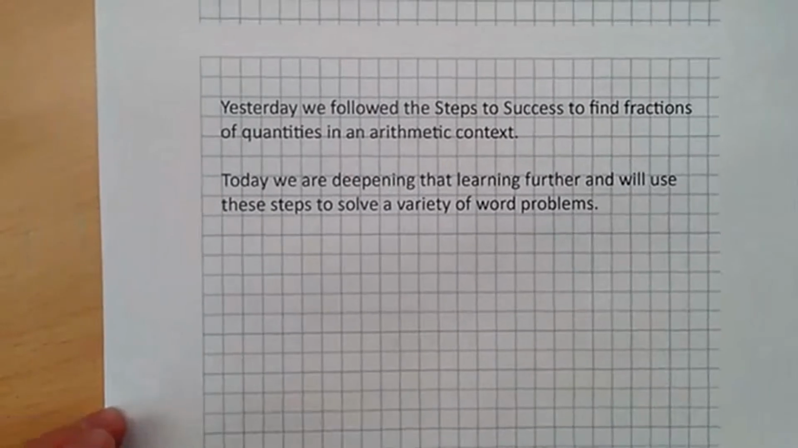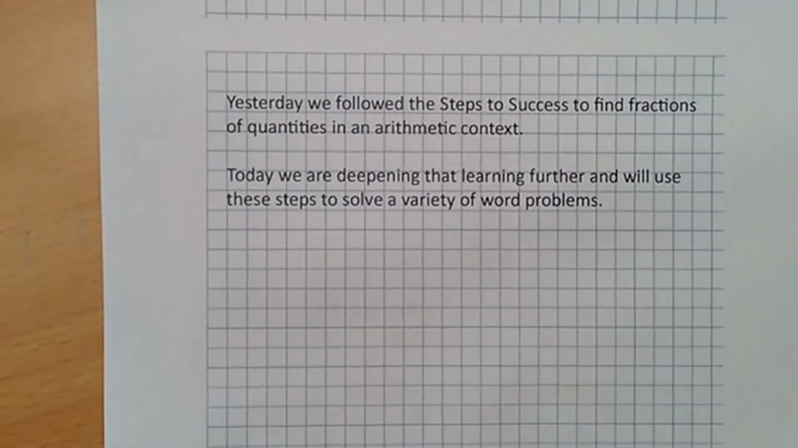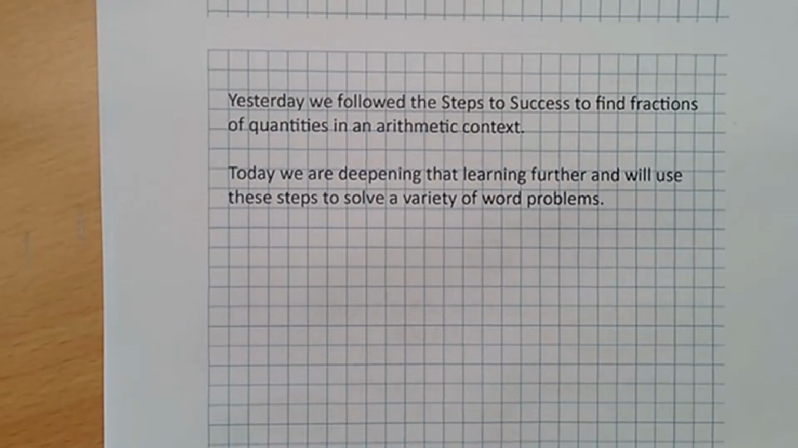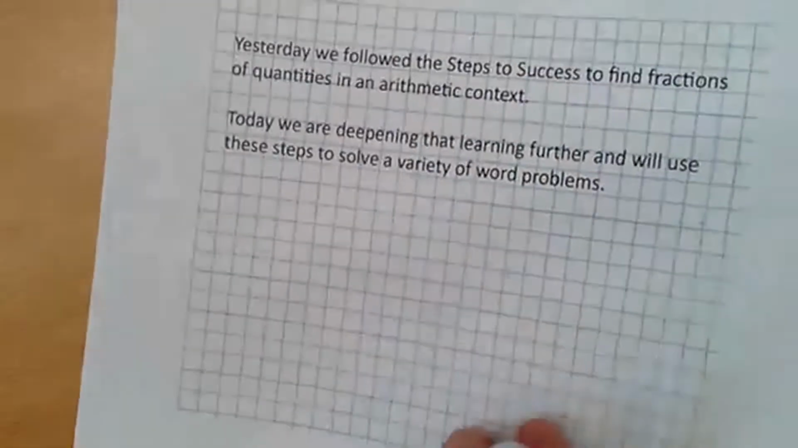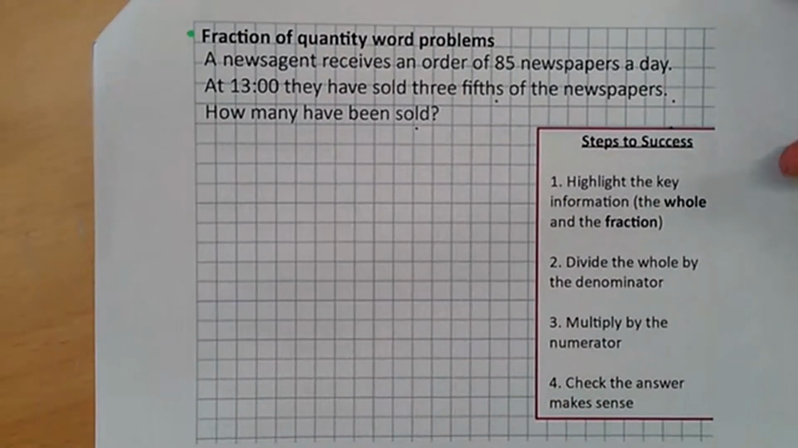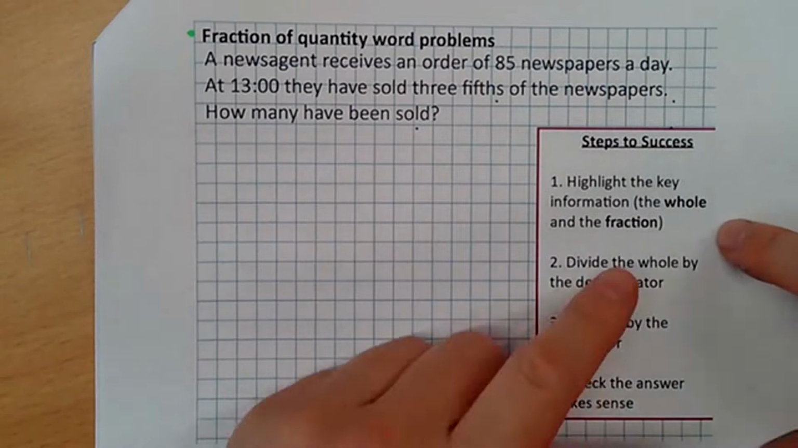Now, yesterday, we followed the steps to success to find fractions of quantities in an arithmetic context. But today we're going to deepen that learning further, and we're going to use these steps to solve a variety of word problems. So let's take a look. Now, the first thing that I need to do is to read the question really carefully and highlight the key information. Let's just take a look at our steps to success.